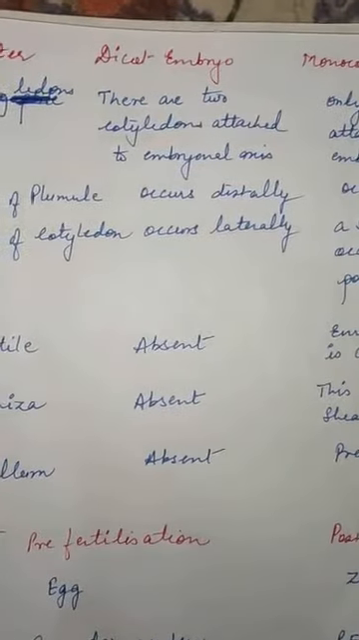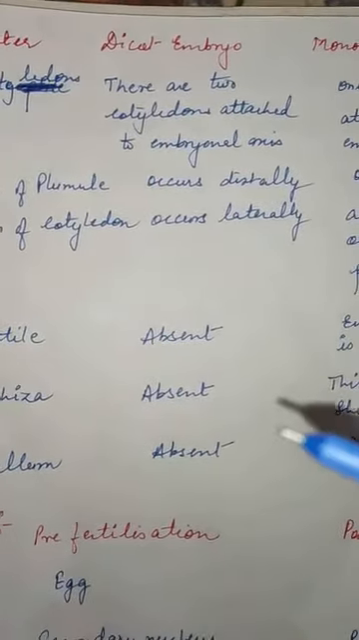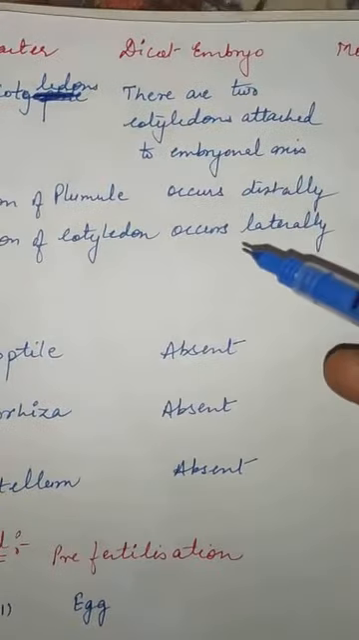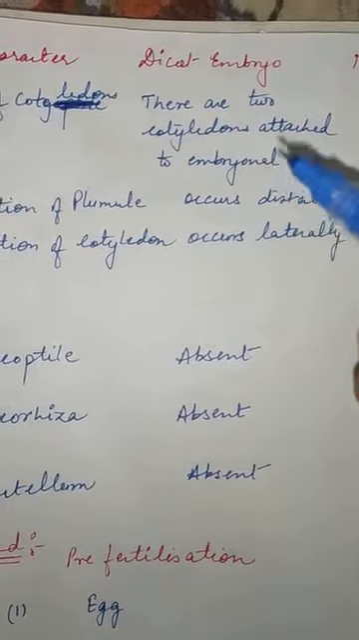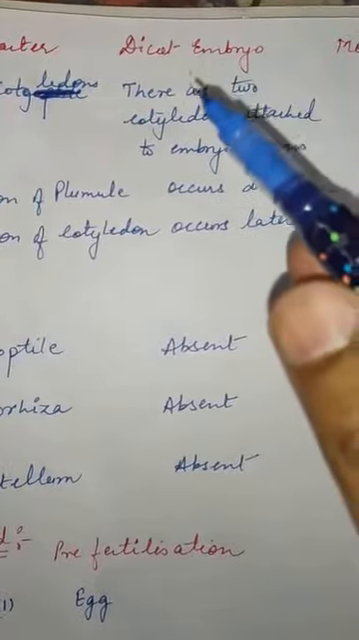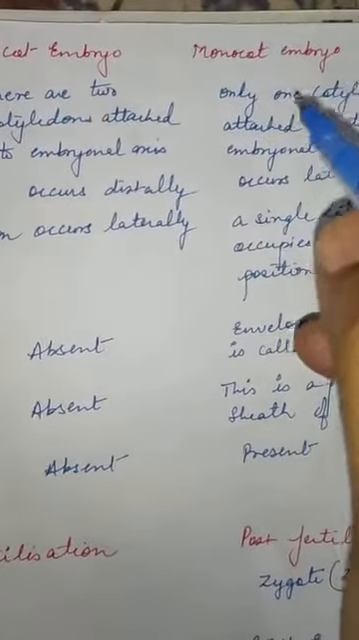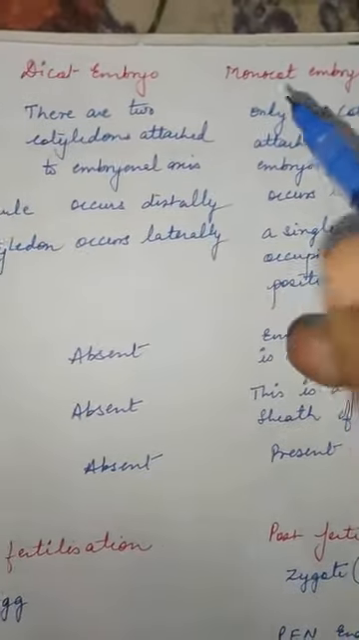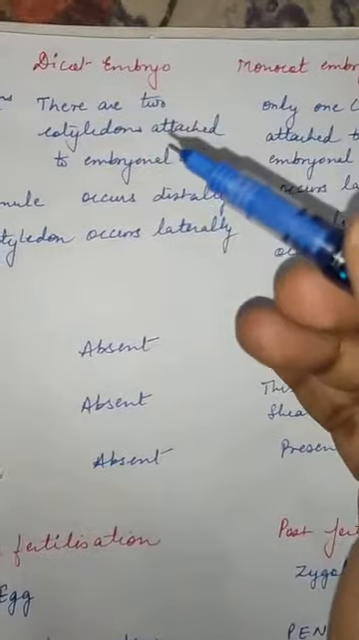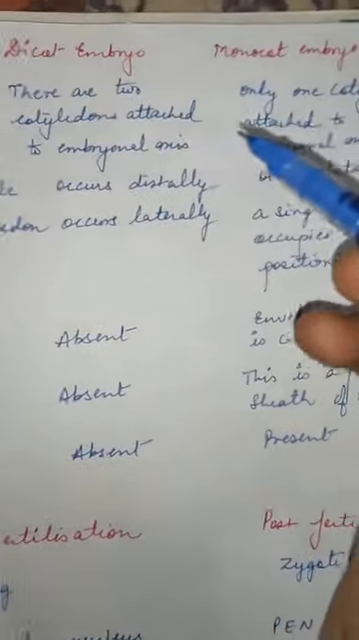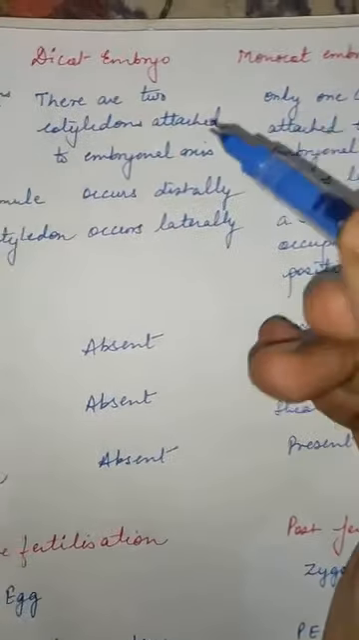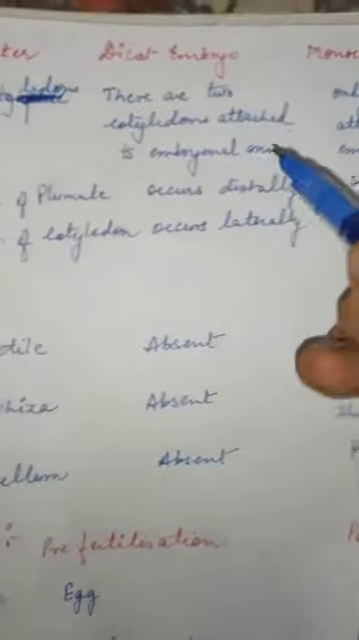So, in the preceding sections, we discussed the structure of the embryo, right? Today we are going to learn the differences between a dicot embryo and a monocot embryo. We have already discussed the structure of a dicot embryo and a monocot embryo. So, today we are going to learn the differences.